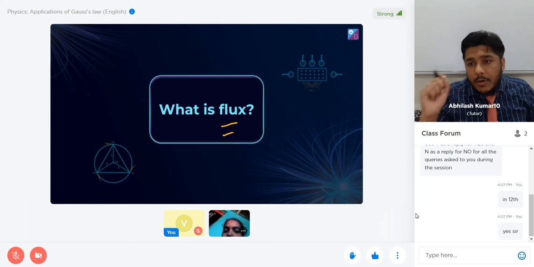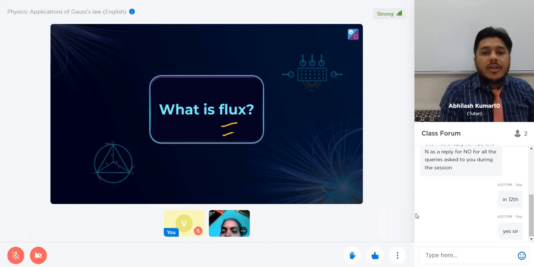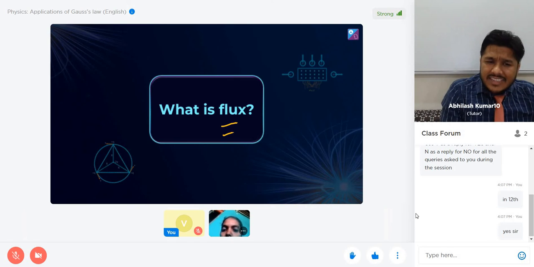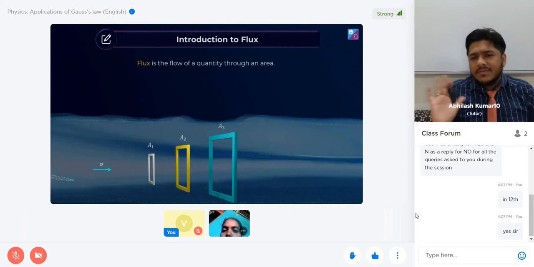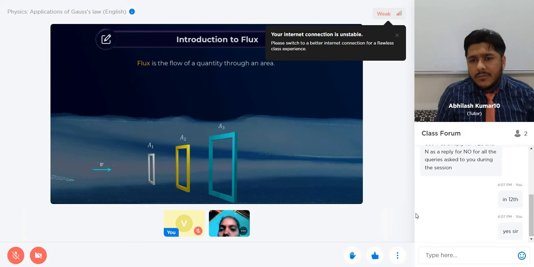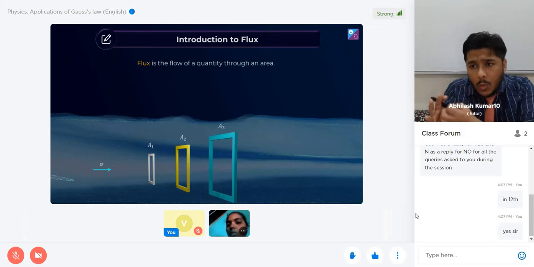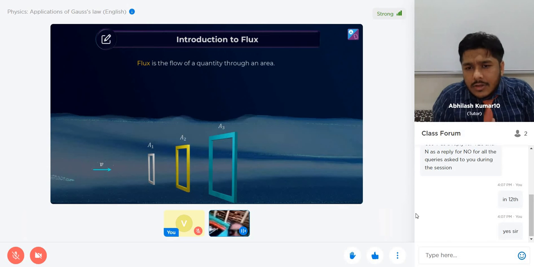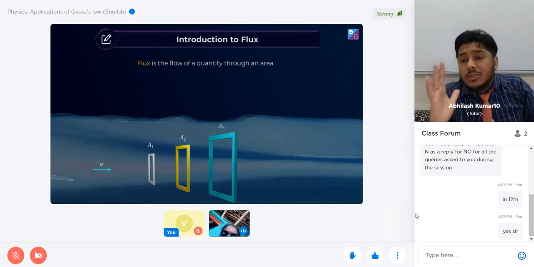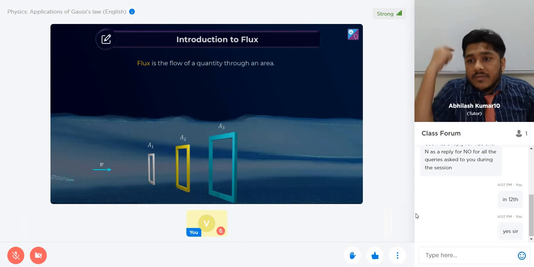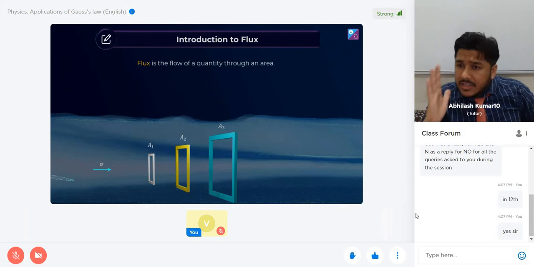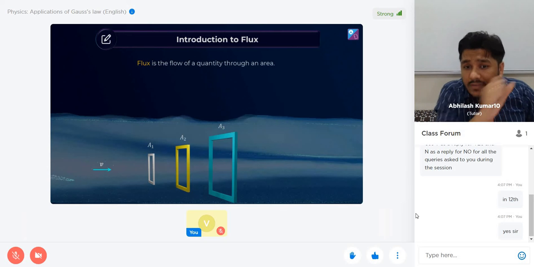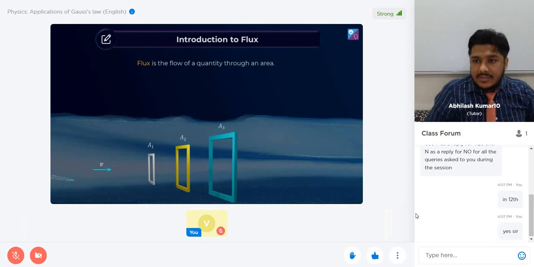So the very important thing, sir, what is flux? Now I'll explain it with a very simple example. Flux is the measurement of flow of a quantity through an area. That quantity could be anything. Through a particular area, how much of that quantity is flowing is the flux.